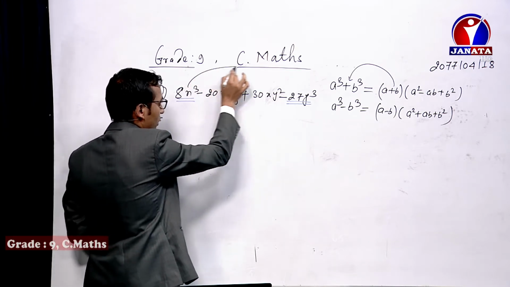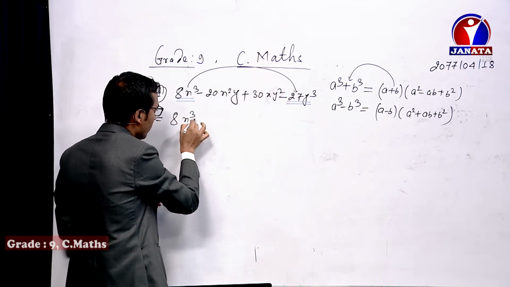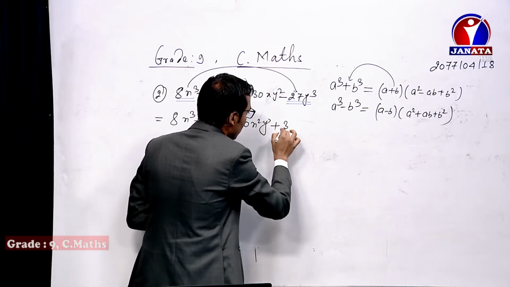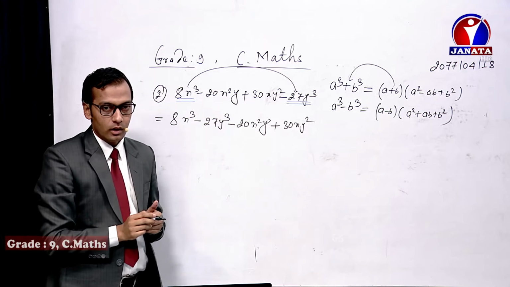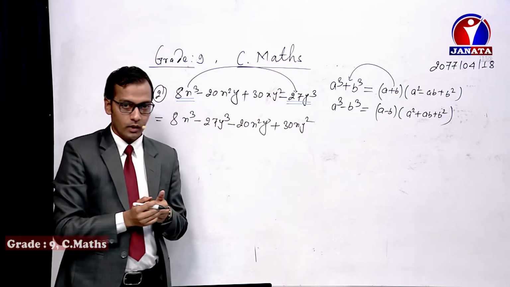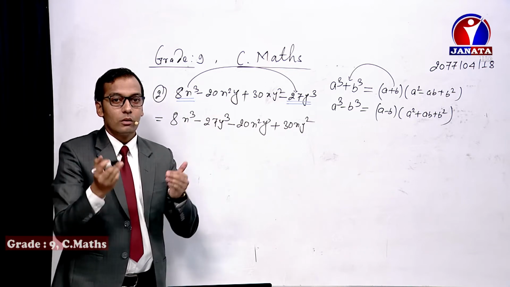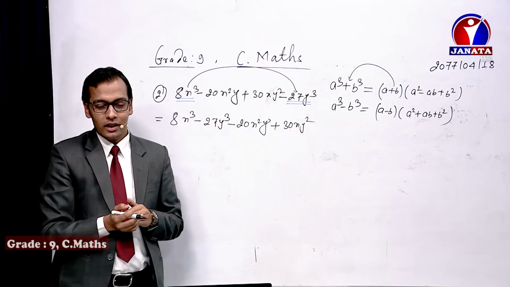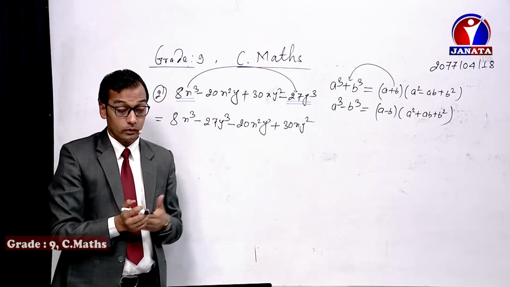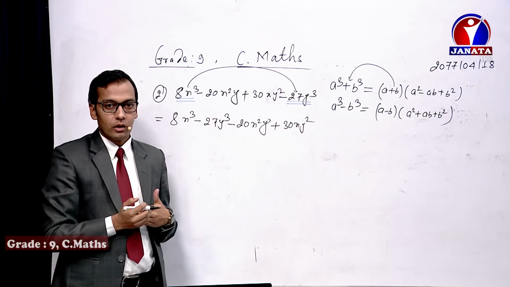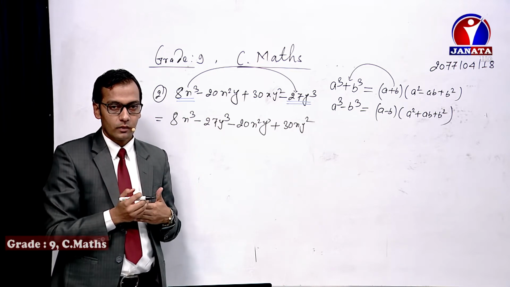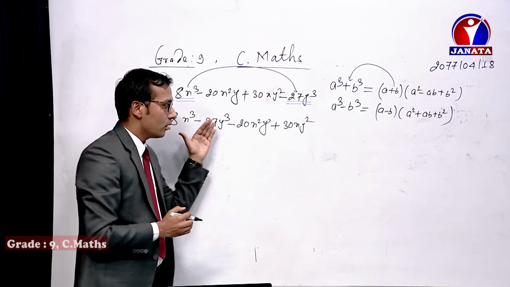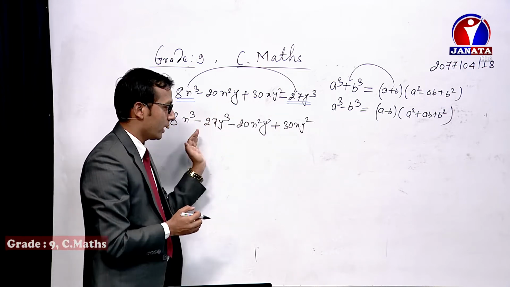So let me arrange the terms. I'm putting the first and last term together here: 8x cube minus 27y cube, minus 20x square y plus 30xy square. Why am I doing this? The reason is only to factorize this expression. If we do not arrange this, there are many ways. I have said in previous classes, in factorization there is no exact hard and fast rule. After getting the concept of different factorizations and practicing questions, we will develop the idea of how to factorize such expressions. So to get the factors of this expression, I am taking the first and last term together here.